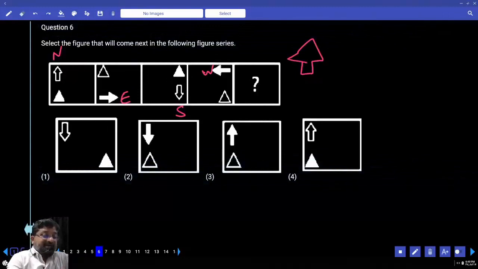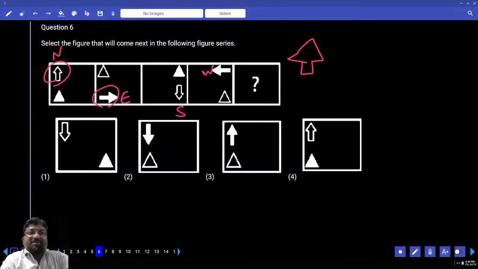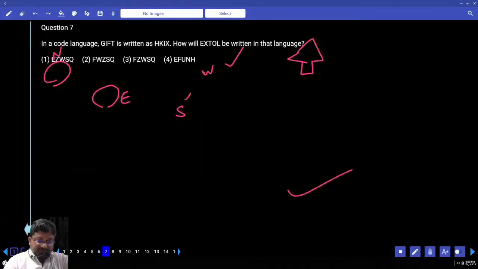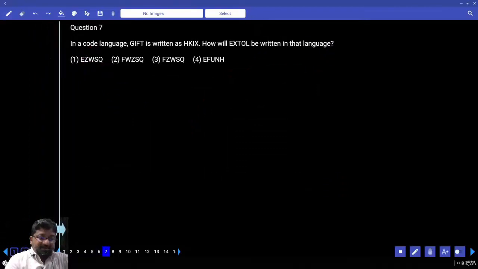And it is shifting. This arrow is rotating, at the same time it is also shifting from this place to this place. Top left, bottom left. Clockwise, anti-clockwise? Anti-clockwise. Shifting is done in anti-clockwise, rotation is done in clockwise. How many sides? One side. Bottom left to bottom right. Bottom right to top right. Top left. Top left. Where do you find that? 4th option.